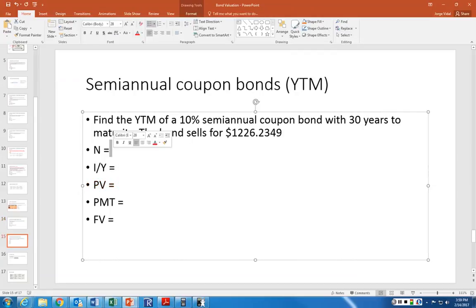Okay, so we know that the bond has, again, 30 years times 2 equals 60 payments. I'm looking for the YTM. The present value is 1,226, and I will use more decimals to be more accurate. Payment is 50 and future value 1,000. Don't forget here, why 50? It is 10% times 1,000, and then you divide that by 2 equals 50.